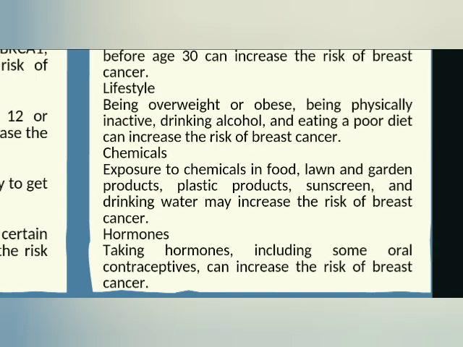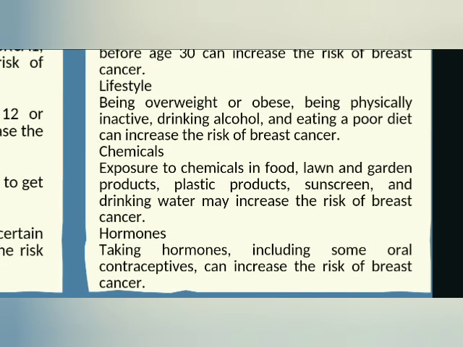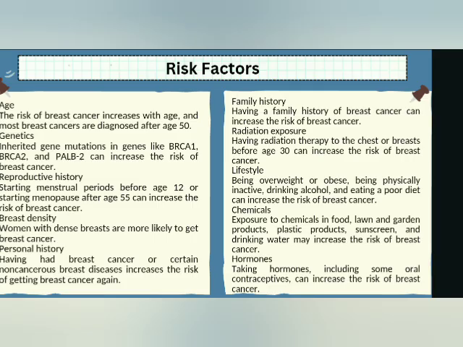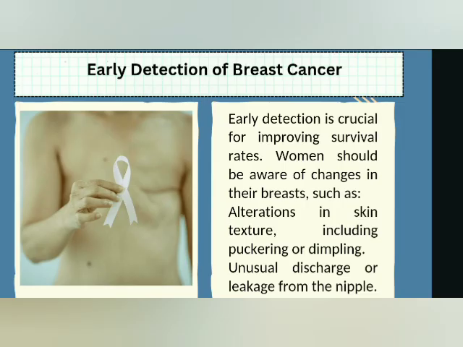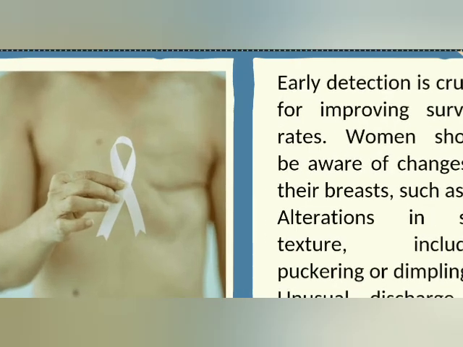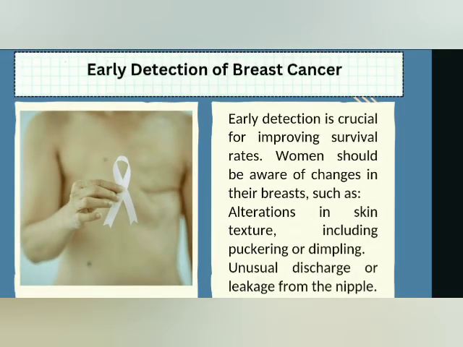It is really important that we maintain our bodies physically fit, and also do a monthly checkup. Early detection of breast cancer is really important in improving survival rates. As women, we should be aware of alterations in skin texture in our breasts, including puckering or dimpling, and also unusual discharge such as something white or red. These indicate breast cancer and are among its symptoms.